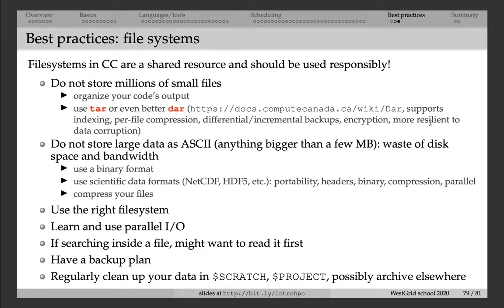And this is the reason why we actually have a quota, not just on the total disk space, but also on the number of files. If your code outputs a lot of files, consider changing the code so that it outputs fewer larger files, or use the tar archiving command or the dar archiving command.